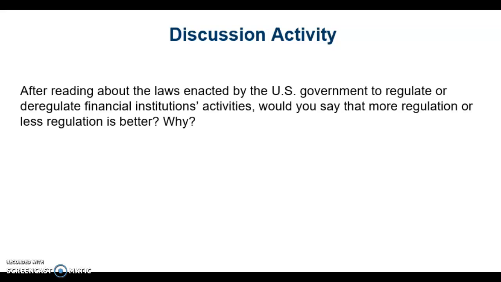And here's just something to think about. After reading about the laws enacted by the U.S. government to regulate or deregulate financial institution activities, would you say that more regulation or less regulation is better, and why? Also think about the fact that we want to keep businesses on a level playing field. So we want business growth, but we also have to have things in place to keep in check those that don't play fair. So that's just something to think about.